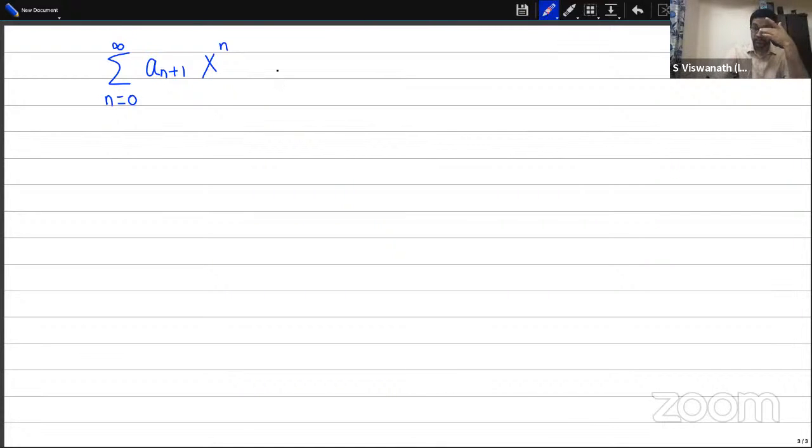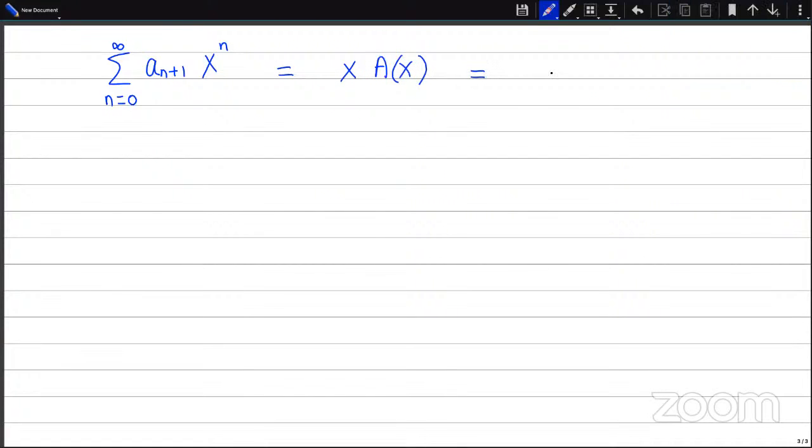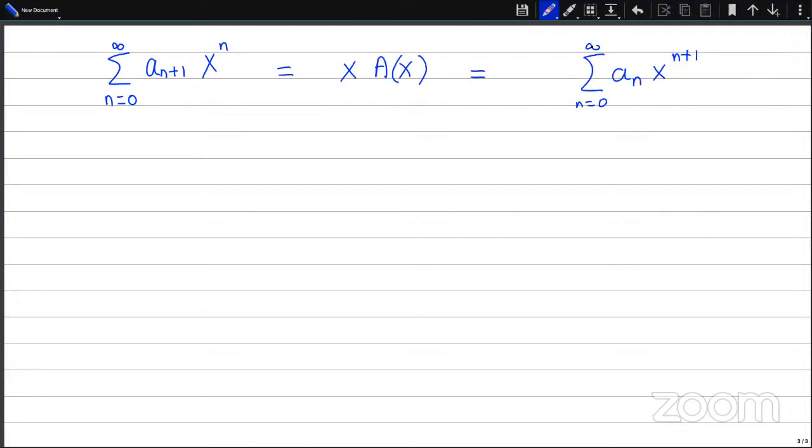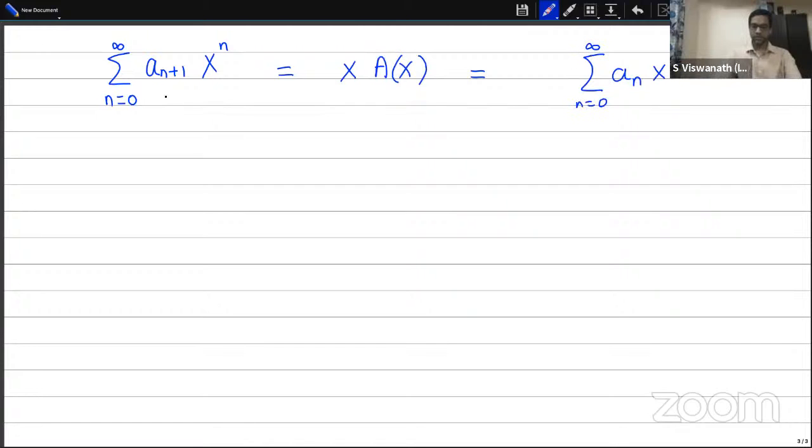Let me just rewrite this and see what this is. So you're claiming this is x into a of x. Is that right? What is x into a of x? A naught minus... So your thought process is sort of right. It's shifting things by 1, but x into a of x will be the wrong shift, meaning this is a n x to the n plus 1. That is what x times a of x will be, right? But this is not that, it's the other shift.